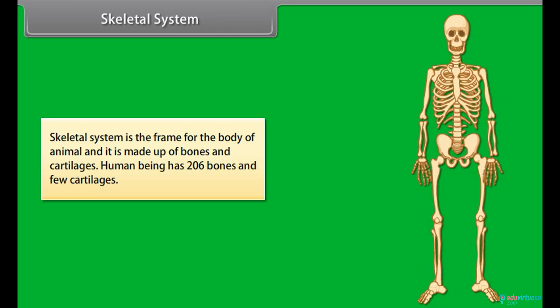Skeletal system. Skeletal system is the frame for the body of animal, and it is made up of bones and cartilages.